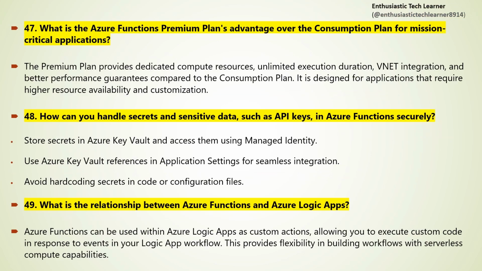What is the Azure Functions Premium Plan's advantage over the Consumption plan for mission-critical applications? The Premium Plan provides dedicated compute resources, unlimited execution duration, and VNet integration. How can you handle secrets and sensitive data, such as API keys, in Azure Functions securely? Store secrets in Azure Key Vault and access them using managed identity. Use Azure Key Vault references in application settings for seamless integration. Avoid hard-coding secrets in code or configuration files.